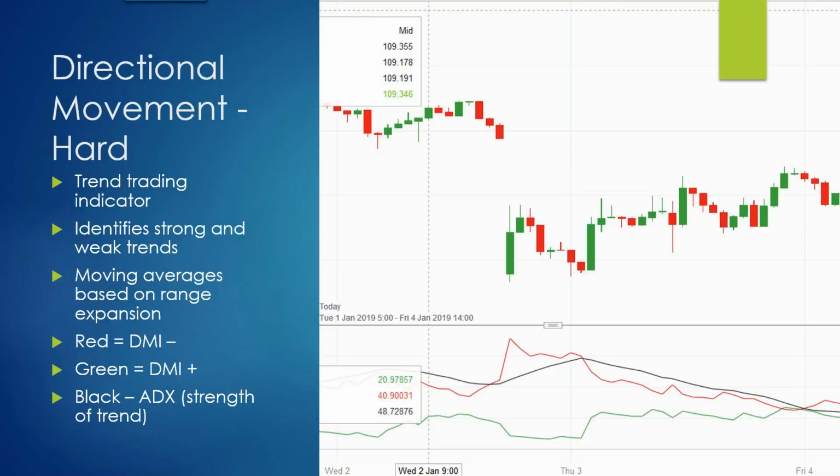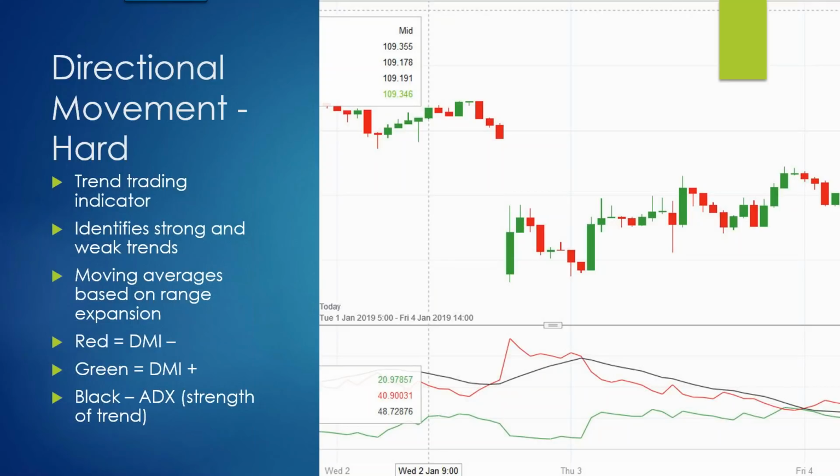Now, it is moving averages based on range expansion, which means it's going to use a version of the ATR in it. It was developed by the same person that developed the ATR. The red line here identifies the DMI negative. The green line identifies the DMI positive, and the black line identifies the ADX itself.